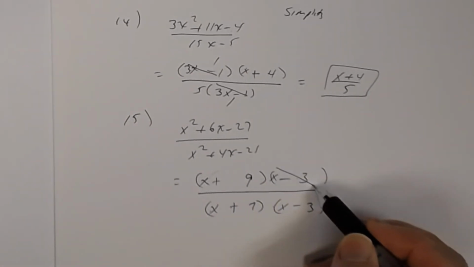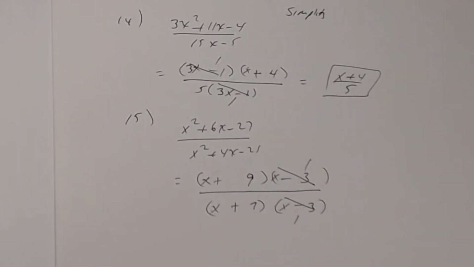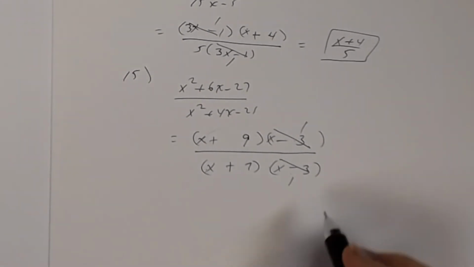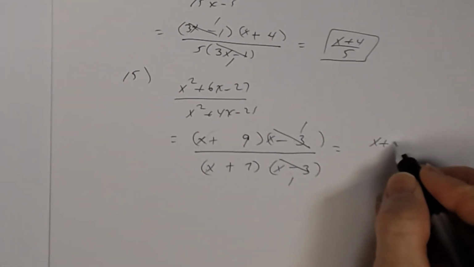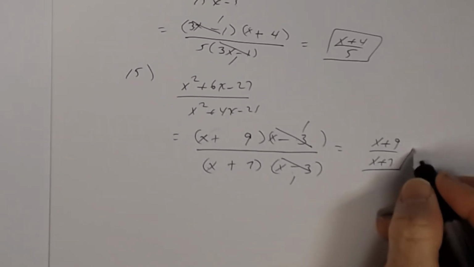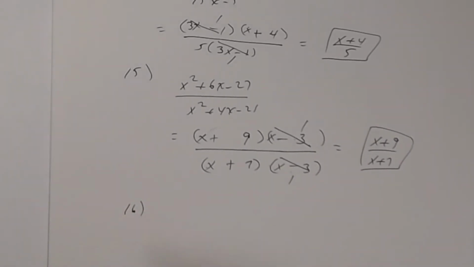And again, now you got to show this, though. You must show that both of those are dividing out, and you're left with factors of 1s. And so now the answer is x plus 9 divided by x plus 7. Okay, 16.